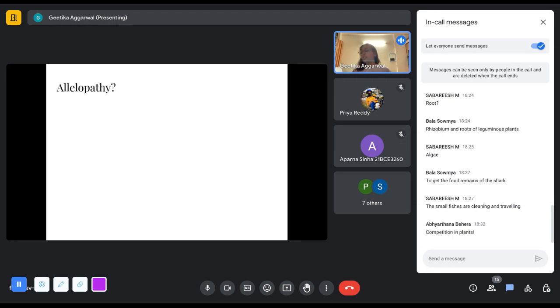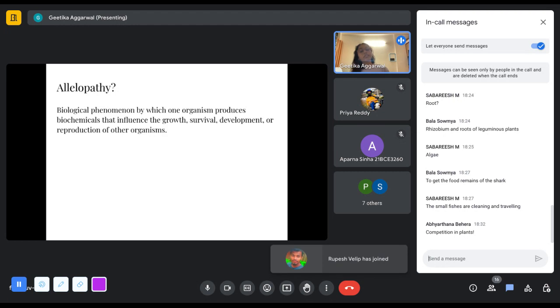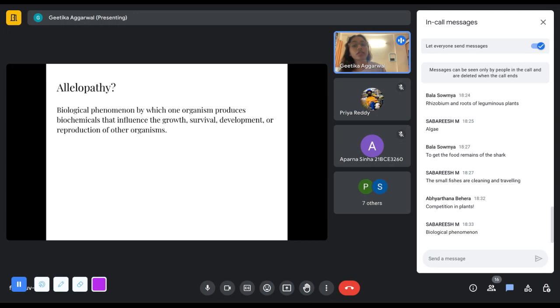But allelopathy basically is a phenomenon in which one organism produces chemicals, and these are called biochemicals because a living organism is producing them. And these biochemicals influence the growth, survival, development, and reproduction of other organisms. The influence on the other organism could be positive or negative, both. But the example given in lecture was about having a negative impact on other plants. Another example is the penicillium colonies, which secrete penicillin, which impacts other bacteria and does not allow them to grow. So this is what we mean by allelopathy.